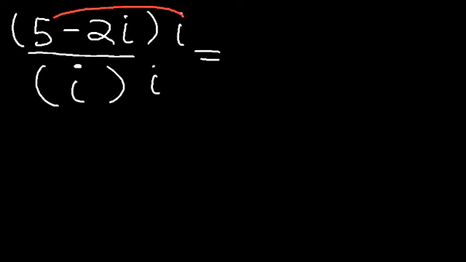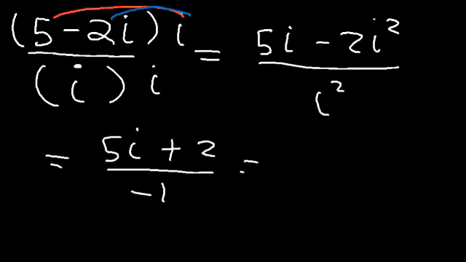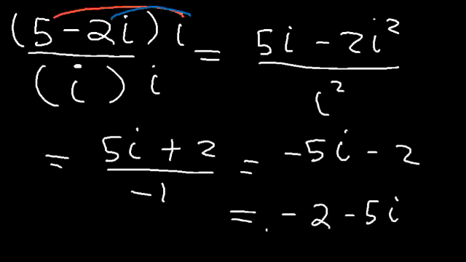5 times i is 5i, and negative 2i times i is negative 2i squared. On the bottom, i times i is simply i squared. So we have 5i, negative 2i squared is positive 2, i squared is negative 1. So this is 5i divided by negative 1, which is negative 5i, and 2 divided by negative 1 is negative 2. So this is equal to negative 2 minus 5i.